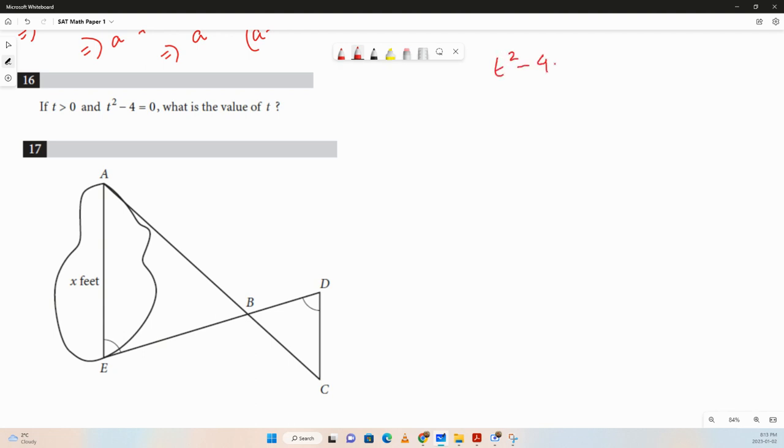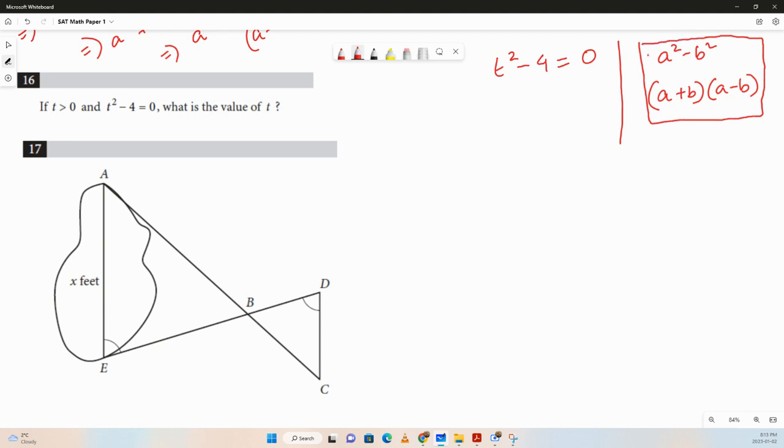t square minus 4 is equal to 0. So let me also put the formula up. a square minus b square, we can write it as (a plus b) times (a minus b). Very, very important formula. This will have multiple uses in your SAT exam. So this is a direct application of this formula.